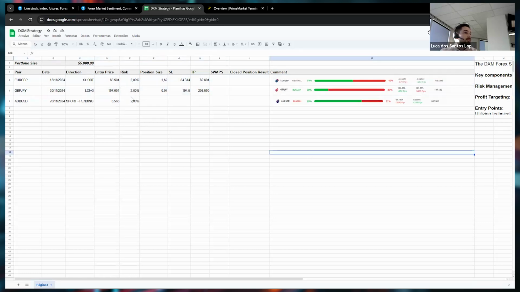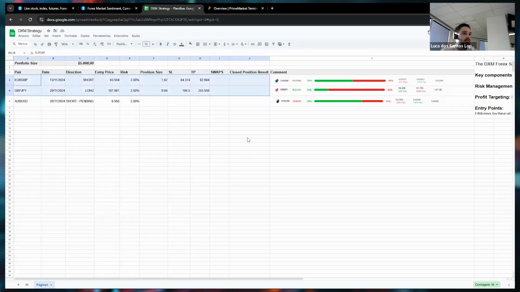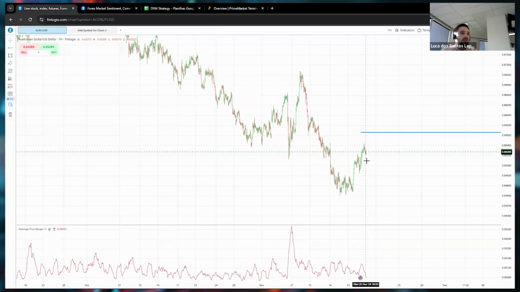So at the moment, we have 4% exposure of the portfolio. Basically, if both of those trades hit stop loss, we're going to be at a loss of $200, because 2% of 5,000 is $100, and then another $100, so $200. And this one is pending, so we're not counting it, because maybe the market can't even reach this level on Aussie dollar and just continues to go lower. Does anyone have questions around that?